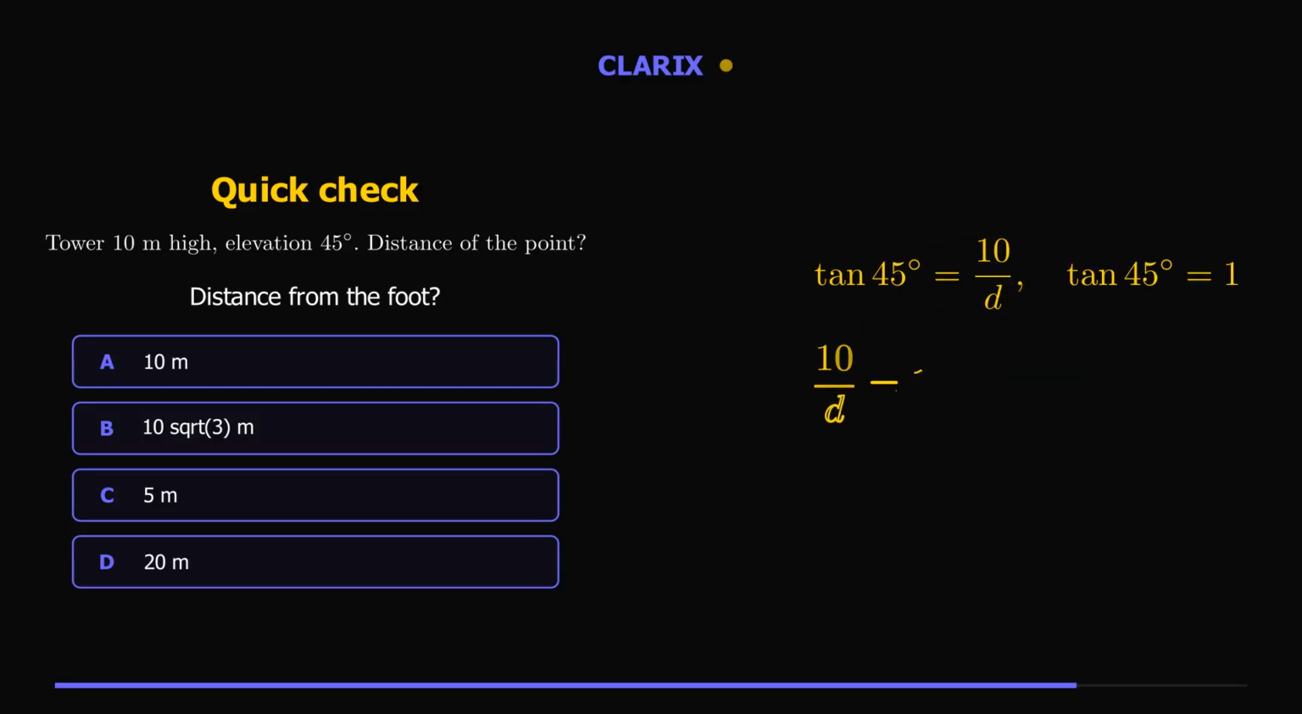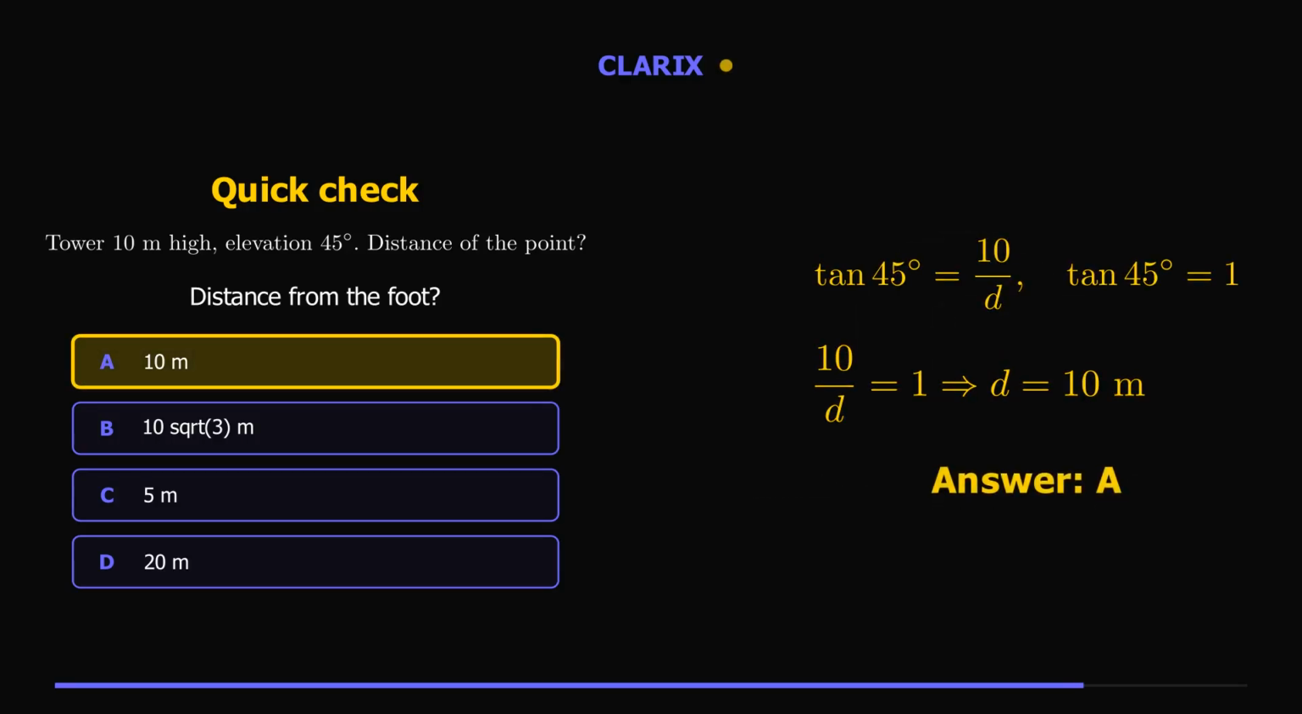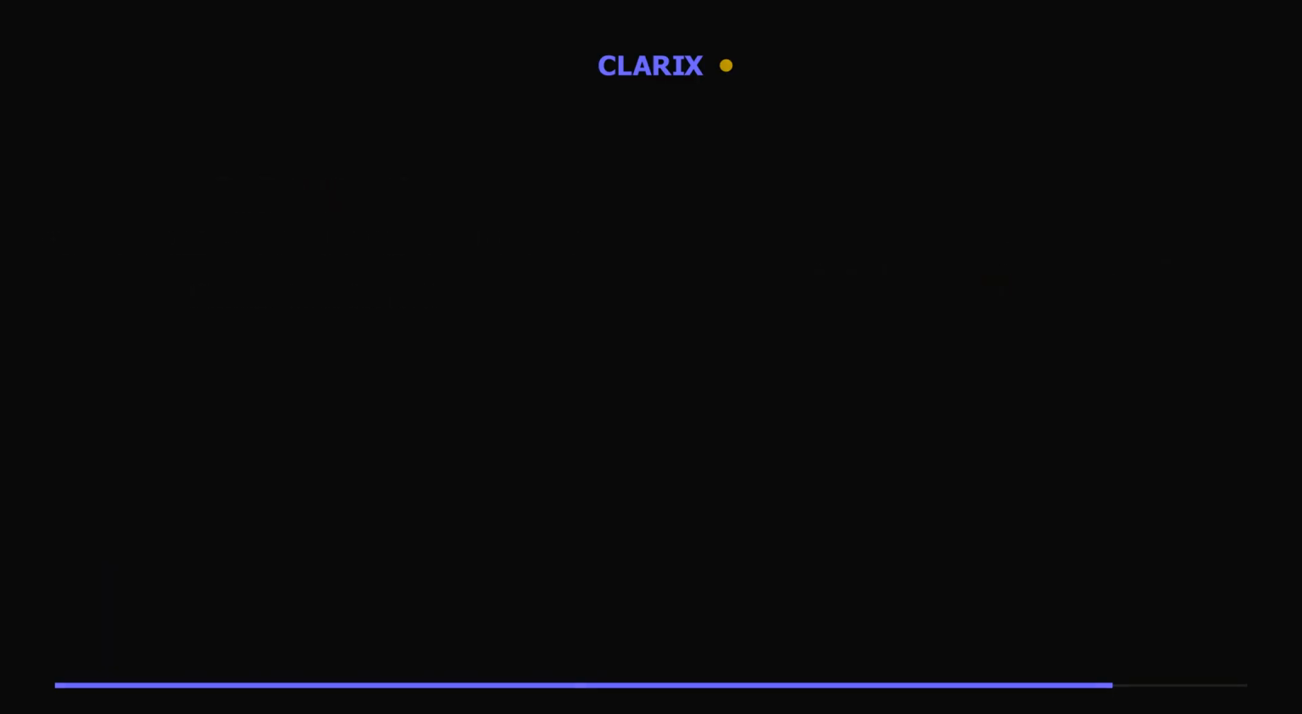Height and ground distance. So tangent. Tan 45 equals 10 over the distance. Tan 45 is 1, so 10 over the distance is 1, which means the distance is 10 meters. That's option A. Lock it in.